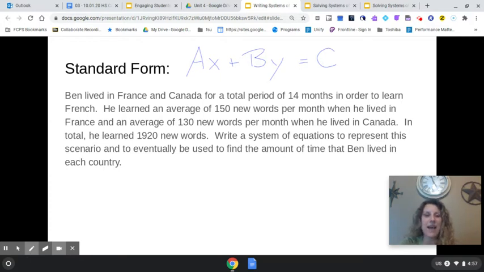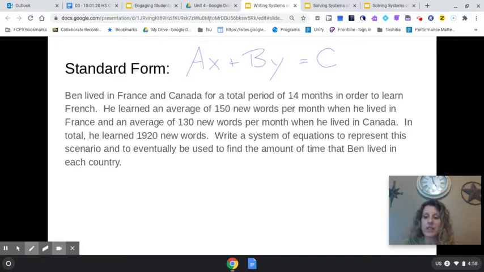It says, Ben lived in France and Canada for a total period of 14 months in order to learn French. He learned an average of 150 new words per month when he lived in France, and an average of 130 new words per month when he lived in Canada. In total, he learned 1,920 new words. Write a system of equations to represent this scenario and to eventually be used to find the amount of time that Ben lived in each country.